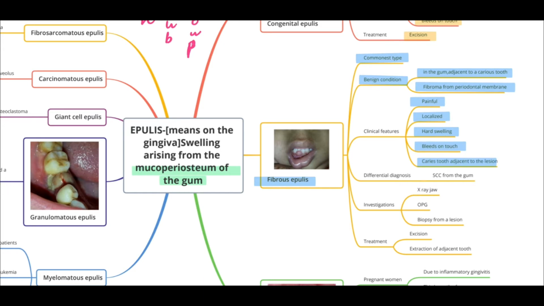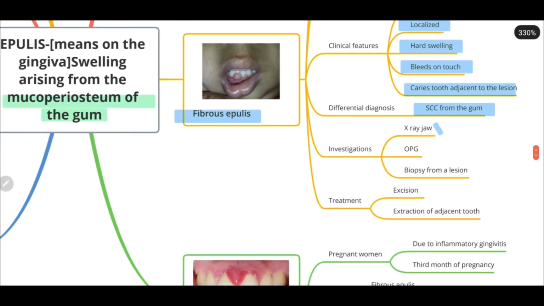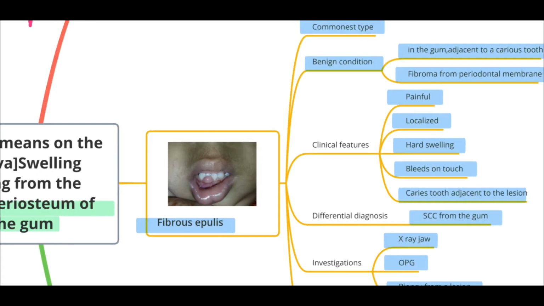The differential diagnosis for fibrous epulis is squamous cell carcinoma, which arises from the gum. For investigating whether this is a fibrous epulis, you might want to take an X-ray of the jaw, because it's really important to differentiate it from squamous cell carcinoma, since squamous cell carcinoma is a malignant condition. So a biopsy is really helpful. Apart from that, for treatment you have to again excise the lesion and you will also have to extract the adjacent tooth.